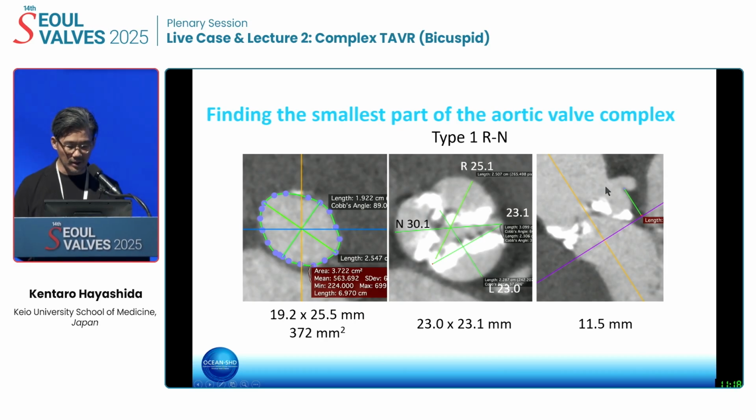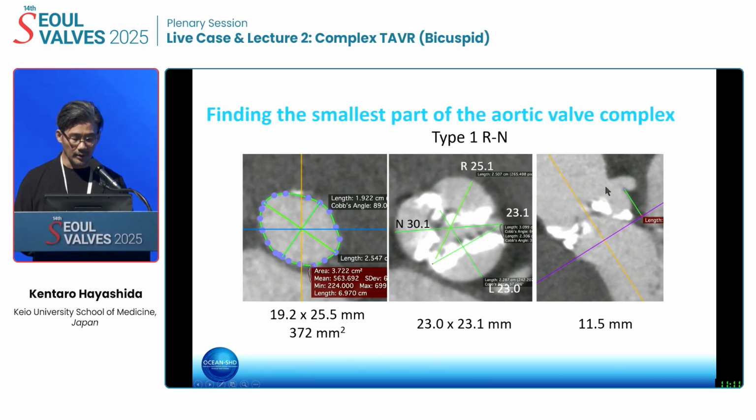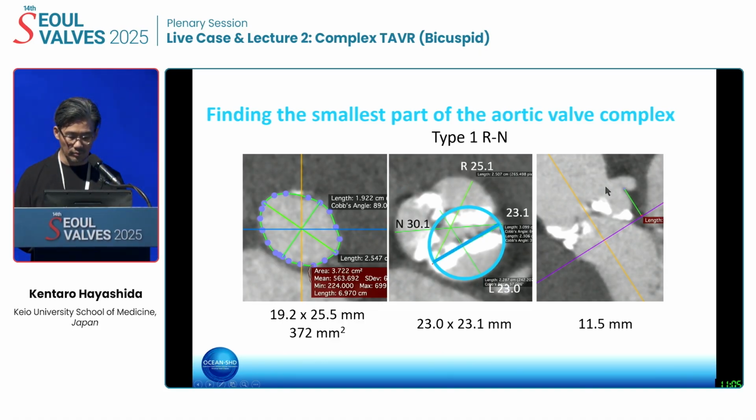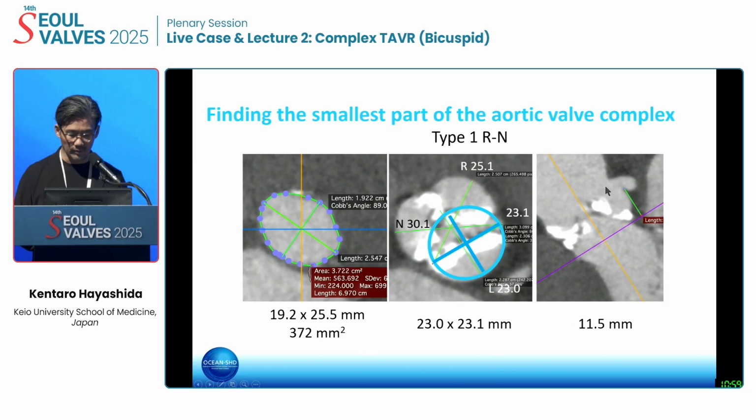For example, this patient has an aortic annulus area of 372. However, if you look at a little bit higher level, and we always measure like this, the intercommissural length was 20-something, so that means we still need to a little bit undersize the size of the valve to avoid any potential complications.